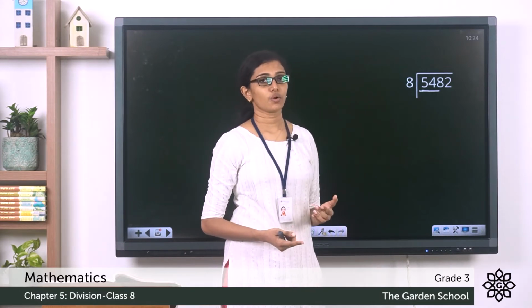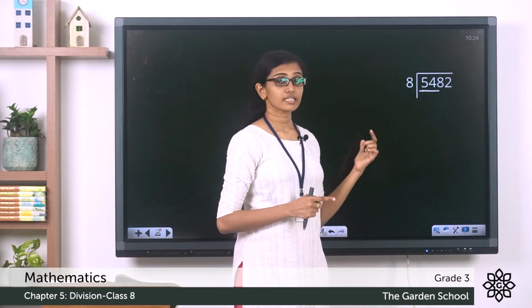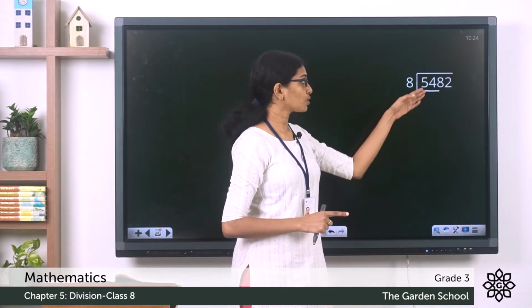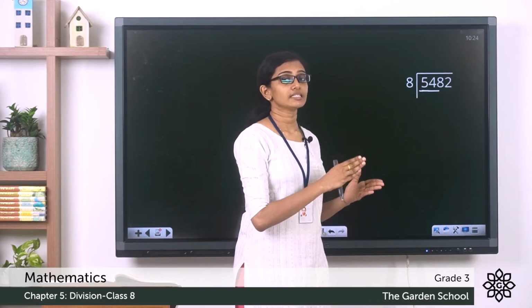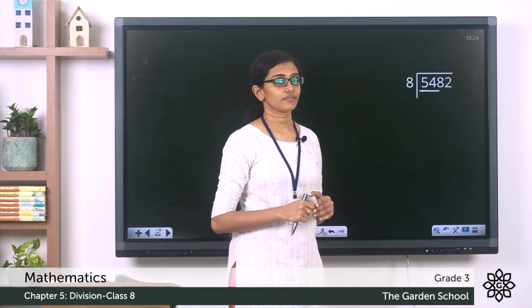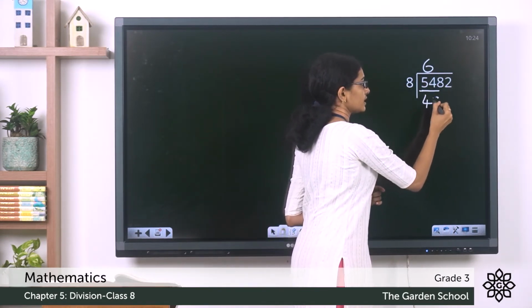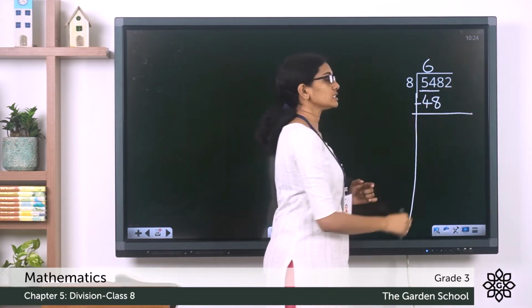8 3s are 24, 8 4s are 32, 8 5s are 40, 8 6s are 48, 8 7s are 56, which is more than 54. So we don't have to take that. Taking 8 6s is equal to 48 is enough. So let's write that 6 here. 8 6s are 48. Now we have to do 54 minus 48.